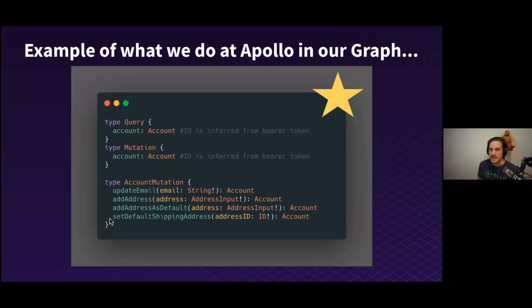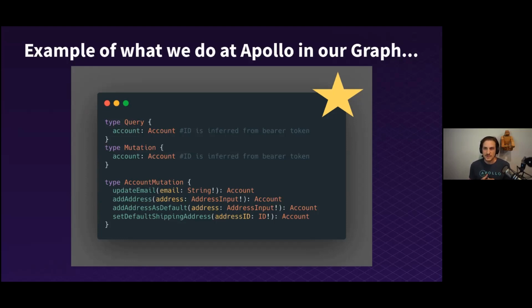So underneath an account, I can update the email. I can add an address. Maybe I want to add the address as the default, or maybe I want to set a default shipping address inside of there. And when you start to look at this, it becomes very easy for an outside user, someone new coming into the organization, to understand what capabilities they can start getting from our graph and how they can start using it.